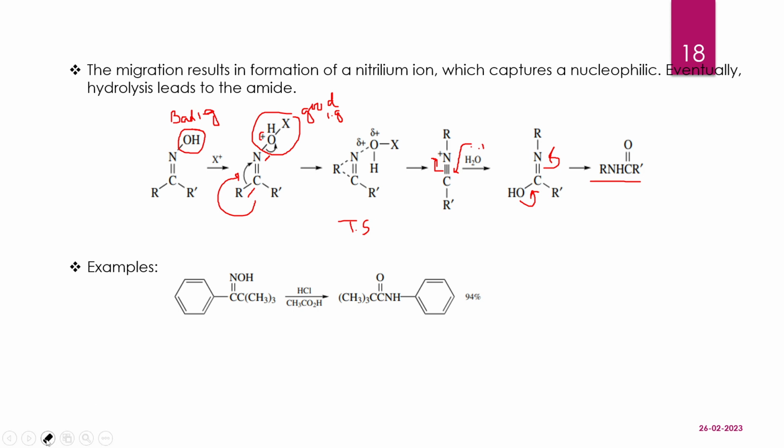Okay, so let's solve some examples based on this Beckmann rearrangement. What will happen here? HCl or acetic acid is there. This acid will protonate one of the OH groups, and it becomes OH2 plus. We all know removal of water is always a favorable process. So there is a chance of removal of which water molecule? See here, there is no stereochemistry shown for the N-O bond.